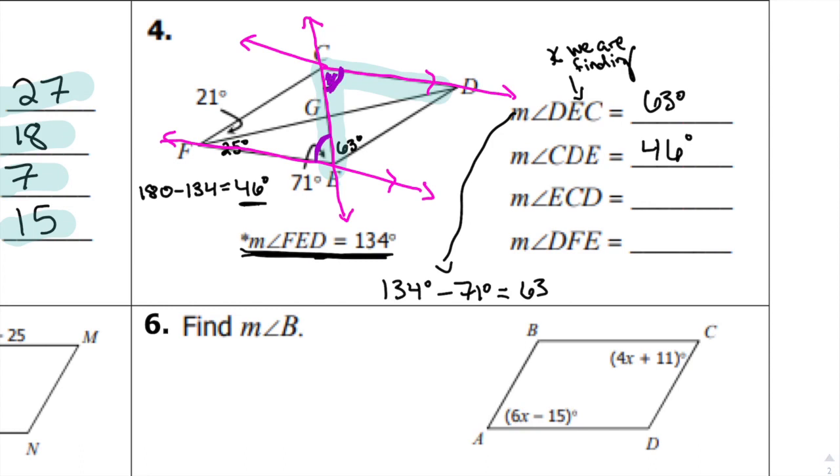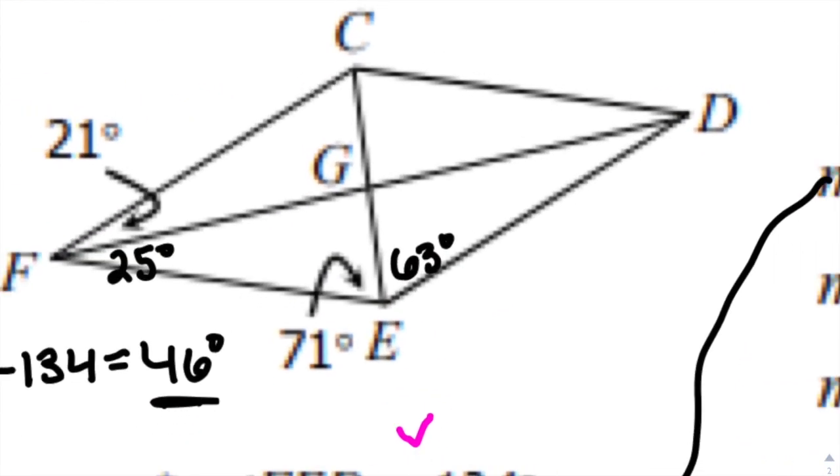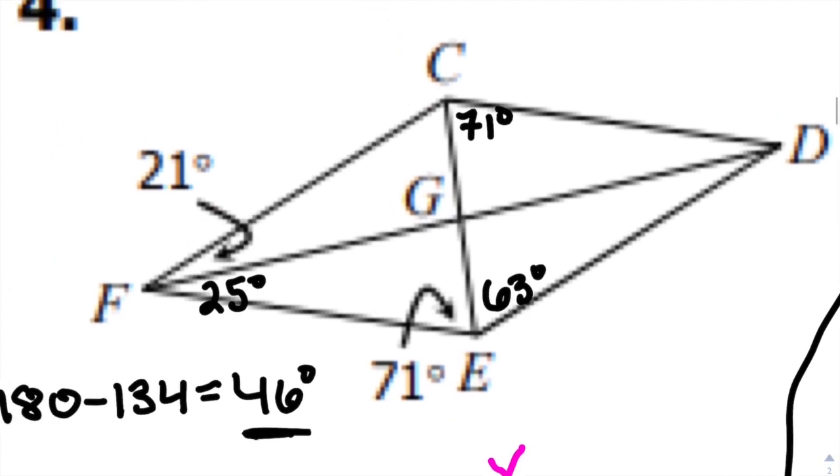What do we know about this angle and this angle? What do we call them? Okay, we call them alternate interior angles. So I'm going to write a note here. What do we know about alternate interior angles? Well, they're the same. They're congruent. So that means that ECD has to equal 71 degrees. So I can label that here. I know that got a little tricky there.